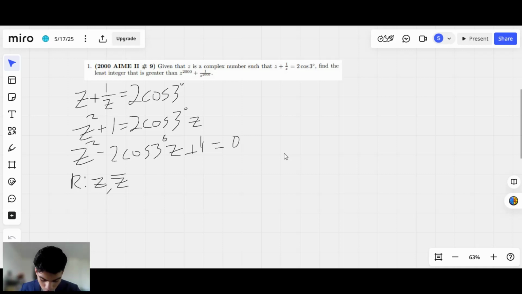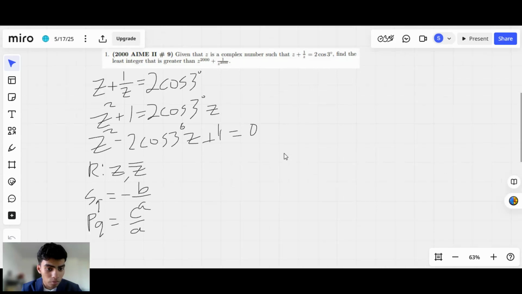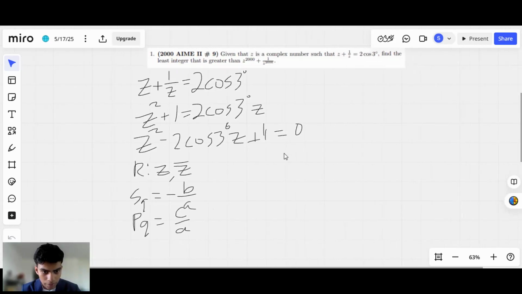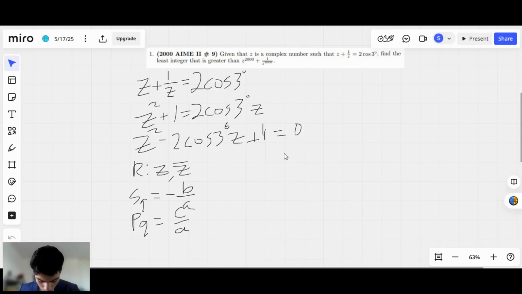Now we know that using Vieta's formulas, the sum of the roots in a quadratic, to be specific, is negative b over a, where the standard form of a quadratic is ax squared plus bx plus c, obviously. And then the product of roots in a quadratic is c over a. Let me move it over so we can take a look at that. So now we can try to use that to help solve the problem.